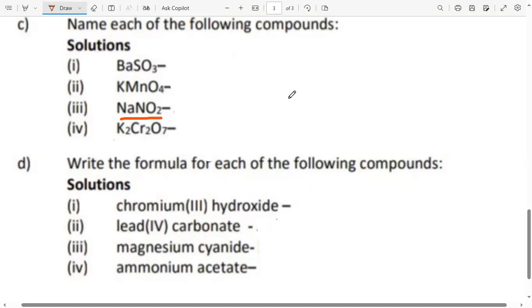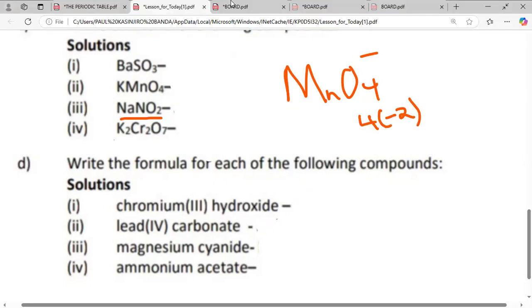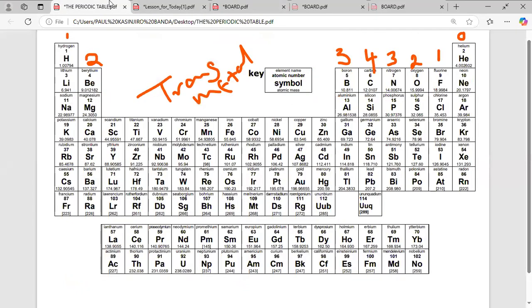Because if we say, maybe this is the potassium permanganate, right? And then we are saying it has a -1. So if you get the charge of the oxygen, it will be 4 multiplied by -2 from the periodic table, right? And then this is manganese. So what is the charge of manganese from the periodic table? Let me check. So manganese is where?